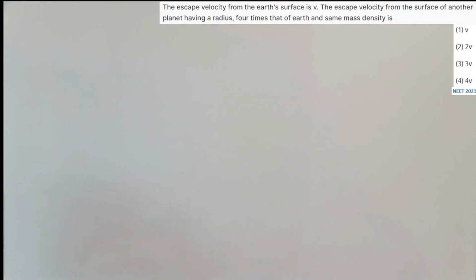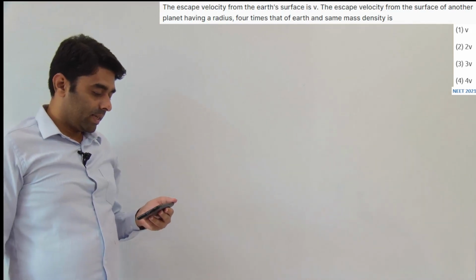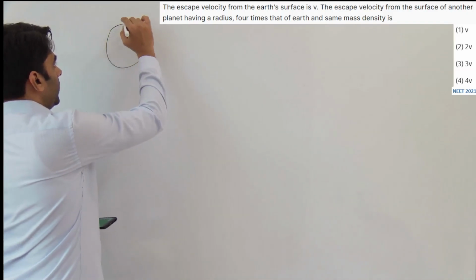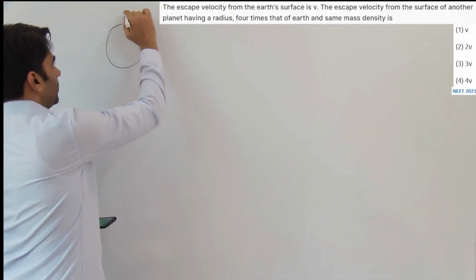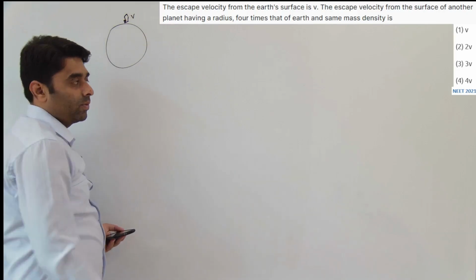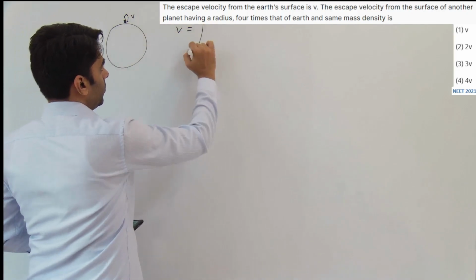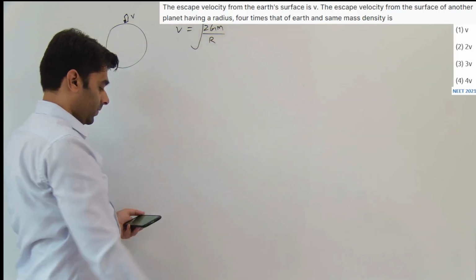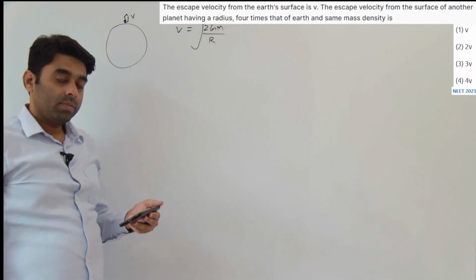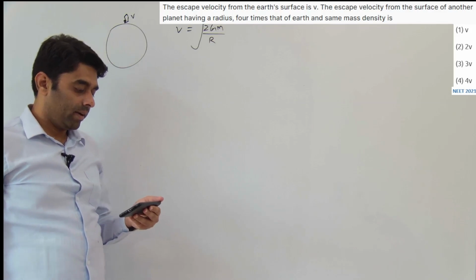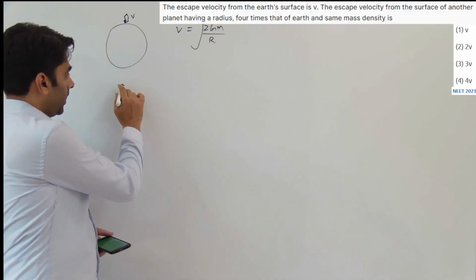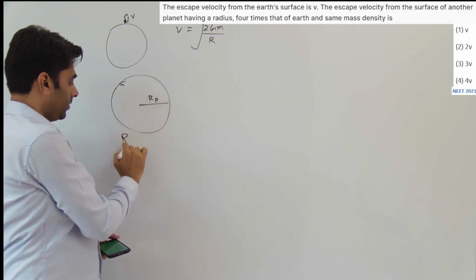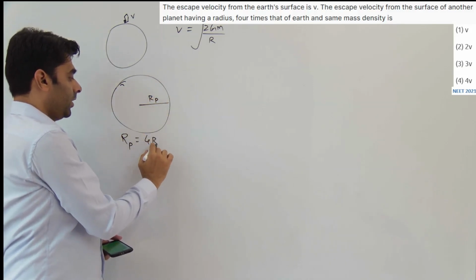Our question says the escape velocity from the Earth's surface is v. What is our relation for escape velocity? V is root over 2GM by r. The escape velocity from the surface of another planet having a radius 4 times that of Earth. Another planet is there whose radius is 4 times the radius of Earth.